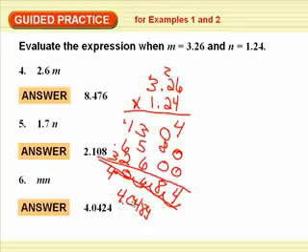Cross your fingers. Oh! You guys saw that. Where did I get an 8? Look what I did right here. 2 times 6 is 12. Not an 8. That's where I messed up. I bet you guys caught that.